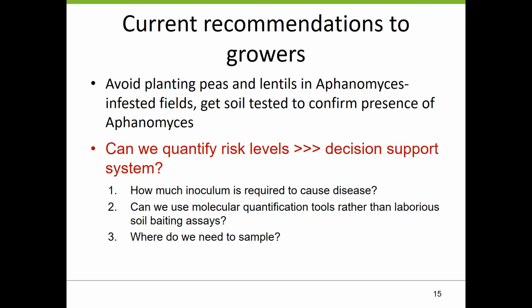Currently, any decision support system or risk index, wherever it's done worldwide, is done using greenhouse soil baiting assays, which can be quite laborious and are not that precise. And then the third question is, if we move towards a soil testing system and develop a decision support system, where do we need to sample in a field, and how many samples do we need to collect? So that's the basis of the research that I'm going to talk about next.